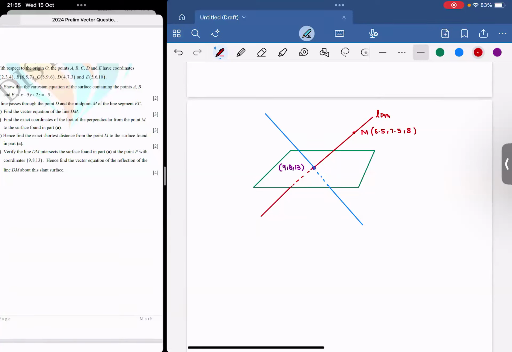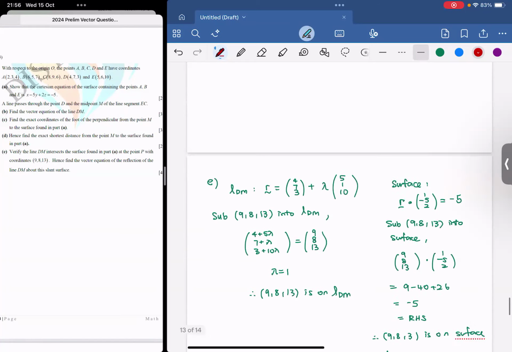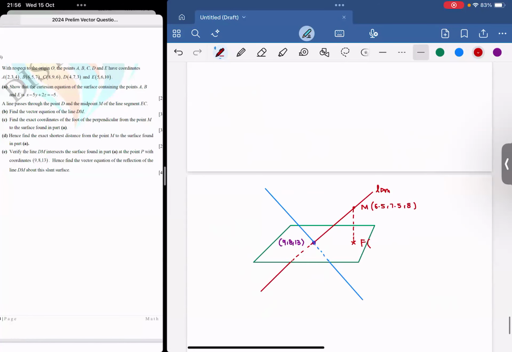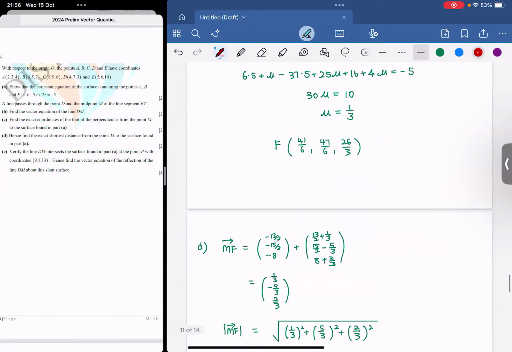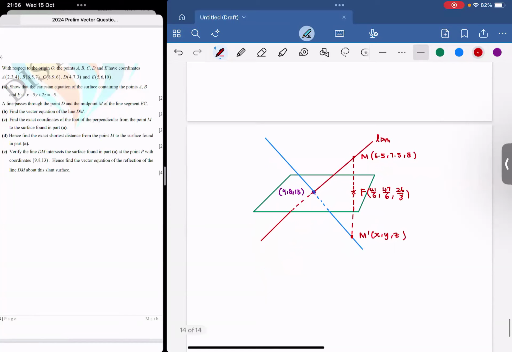And we have found in part C that there is a point F here that is (41/6, 47/6, 26/3). So from these two pieces of information, we can find M prime. If I have M prime and I have (9, 8, 13), I can find the direction vector of the blue line. So how to find M prime?